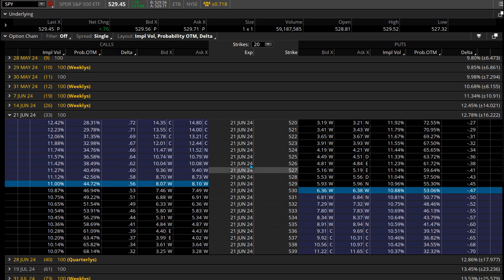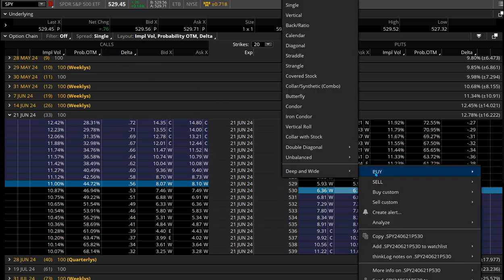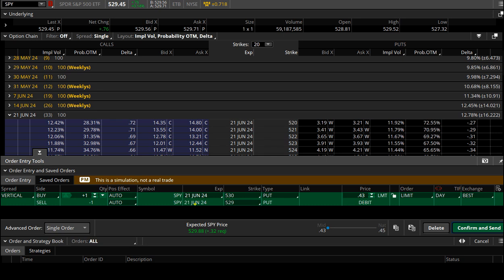So if I want to be a contrarian, I'm going to buy a put vertical. So I'm going to buy the 530, the strike price just above the stock price, and sell the put just below the stock price, right? Buy just above, sell just below. The stock price is right between our two strikes, which is what we want.